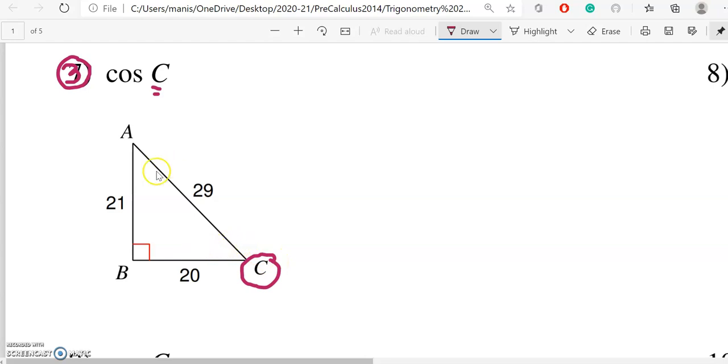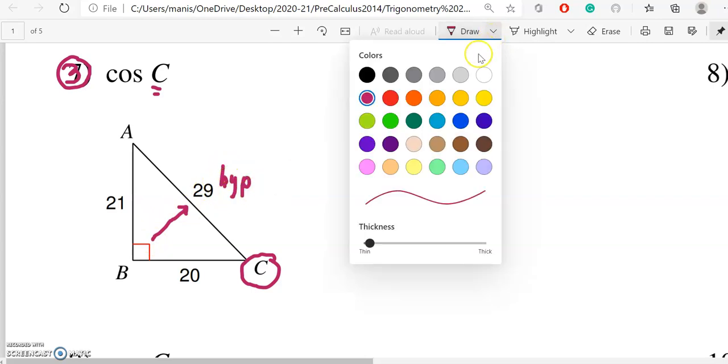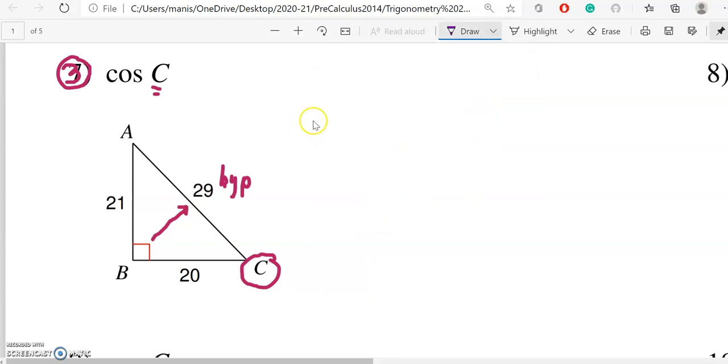Step number 1, label your triangle. When I am looking at this, this is called the hypotenuse. You have to make sure you are labeling your triangles. If you do not label your triangle, then you will always end up with the wrong answer.